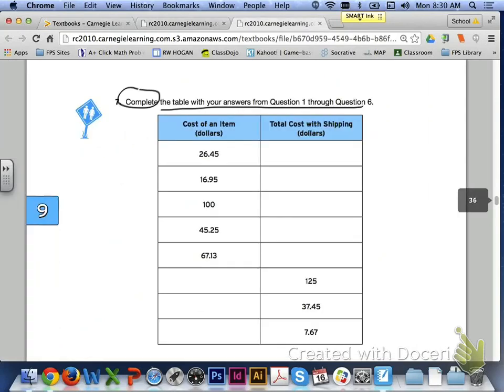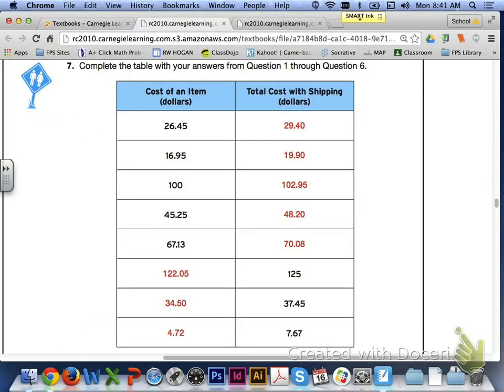If we take a look at the top of page 638, they want you to complete the table with your answers from question 1 through question 6. So make sure you go back and take a look at your answers carefully and get the table completed for number 7. Here is what your table should look like for number 7 if you looked back at questions 1 through question 6. So take a second to make sure that all of the numbers in the table that you have are correct.